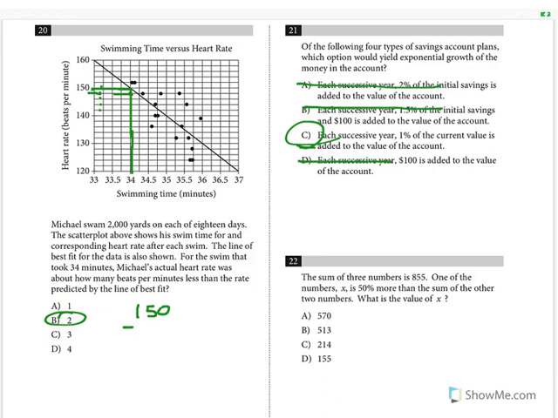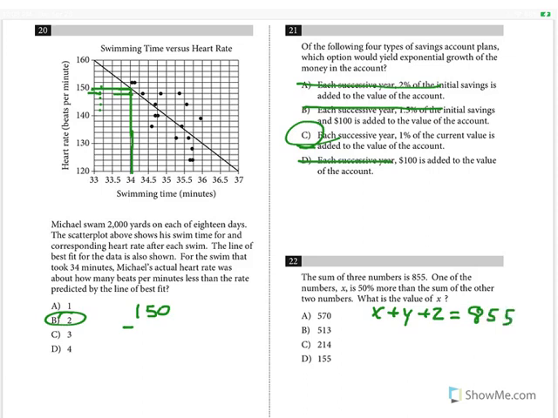The sum of three numbers is 855. One of the numbers, x, is 50% more than the sum of the other two numbers. What is the value of x? So this is more like a straight up word problem, something you might find in Algebra 1, where you're trying to interpret verbal into algebraic and then solve. So we know that, let's say, x plus y plus z equals 855. That is the information we're given.